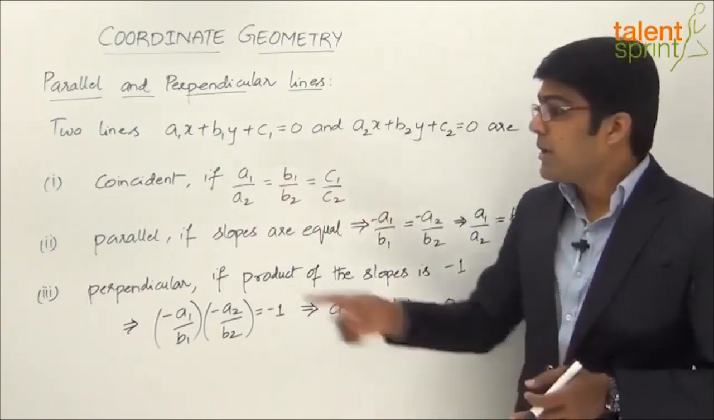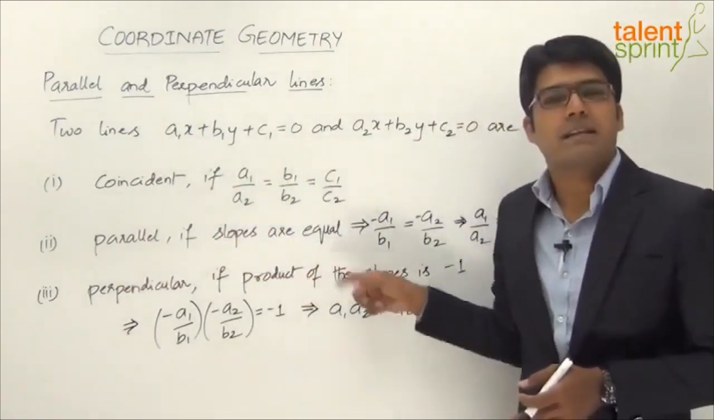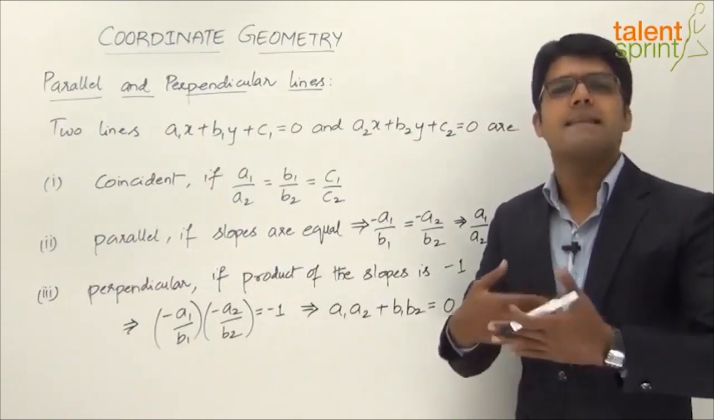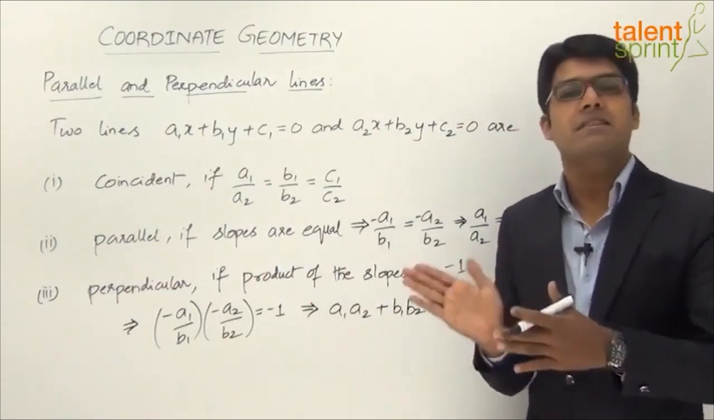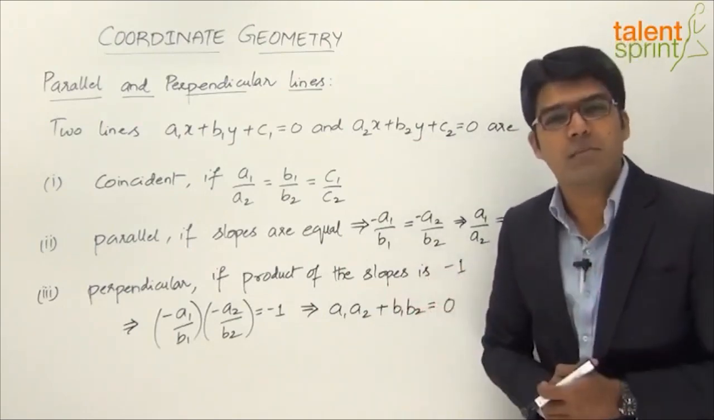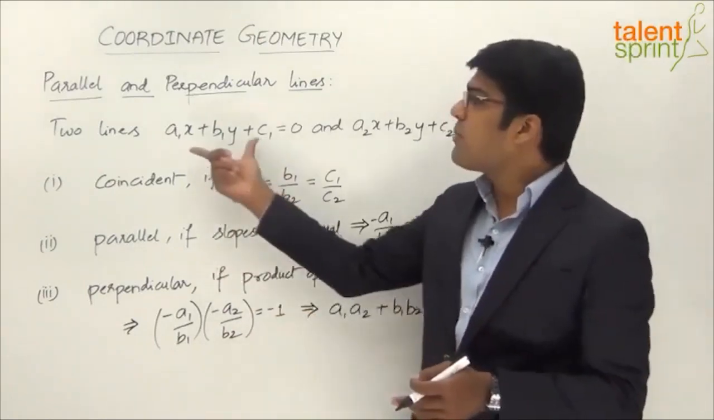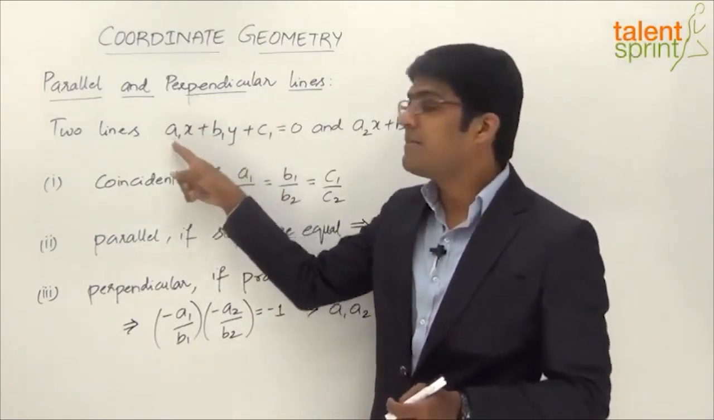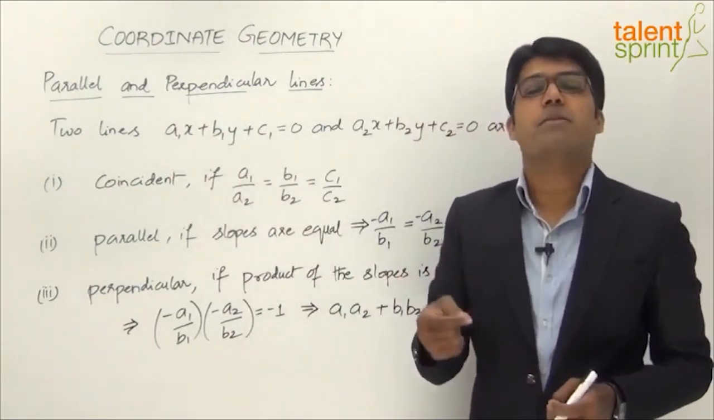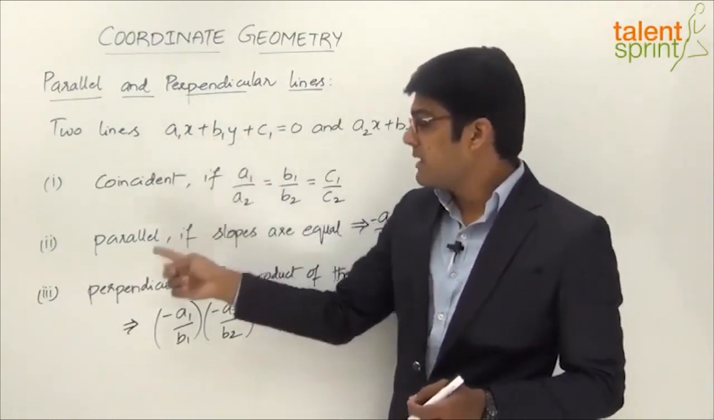Point 2, the two lines are parallel if the slopes are equal. So that's easy to understand. If the slopes are equal, the lines are parallel. They have the same inclination with respect to the positive x-axis. So if the inclination is the same, obviously the two lines would be parallel. Now what is the slope of line number 1? Minus a1 by b1. We know that the slope of a line can be taken as minus the coefficient of x by the coefficient of y. So minus a1 by b1. Now the slopes have to be equal.